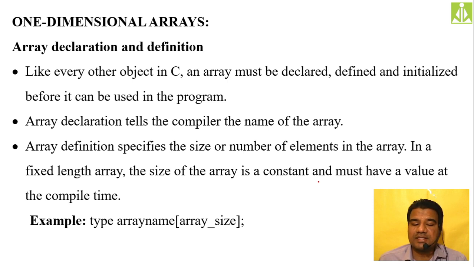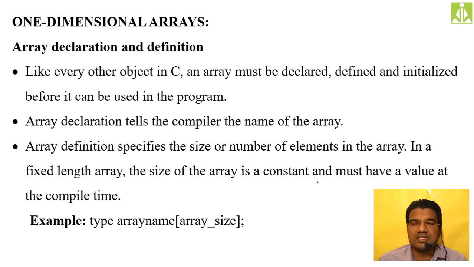In a fixed length array, the size of the array is constant and must have a value at compile time. So we have two different types: fixed length array and dynamic length array. We are not doing any dynamic concept over here. We will discuss memory allocation functions in your 4th unit. Over there again we discuss arrays, how we do the memory allocation for arrays. But for now, remember we have only fixed length arrays, no dynamic concept right now.